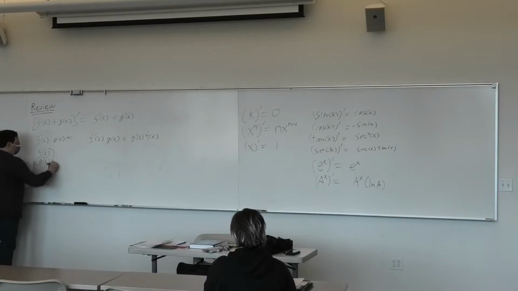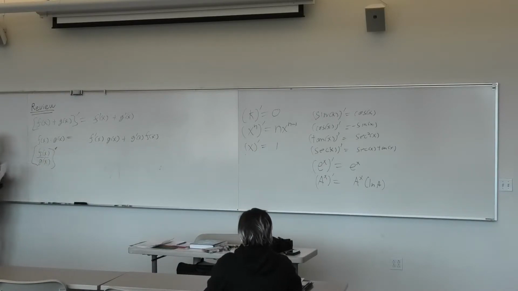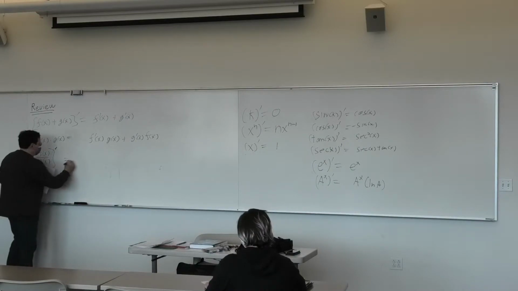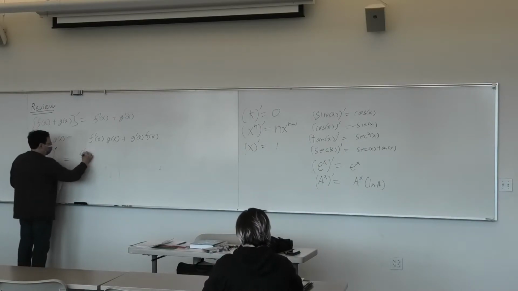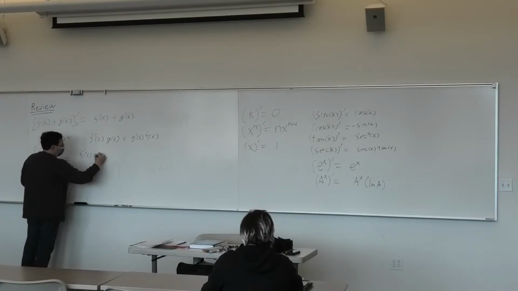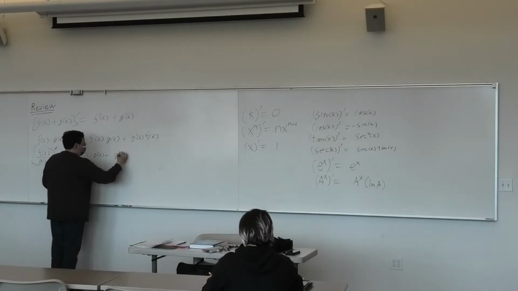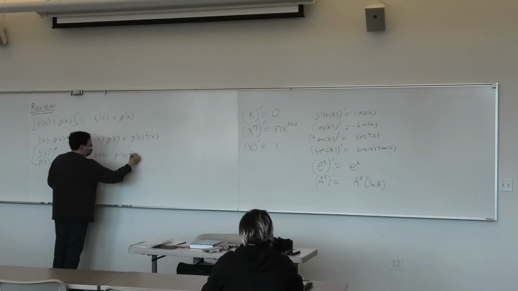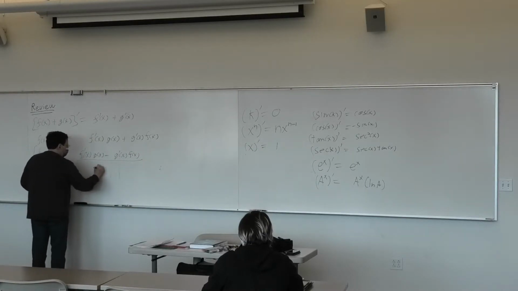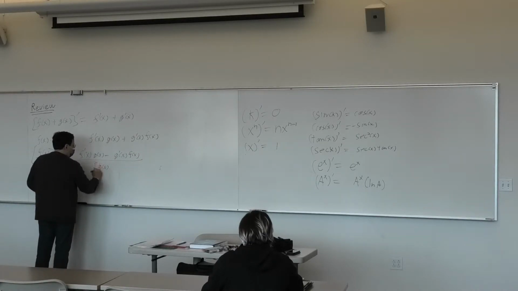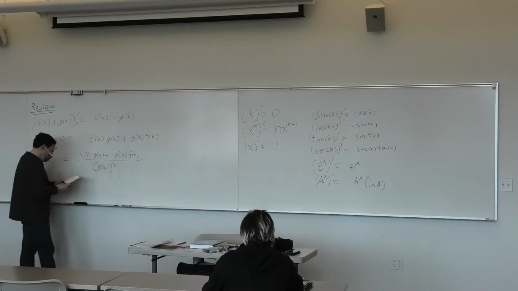Every time I come back to it, I can remember it, but I often get the sign wrong. What comes first? It's the derivative of f times g minus the derivative of g times f, over g squared. You know that.